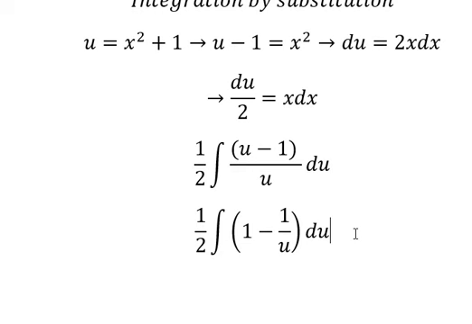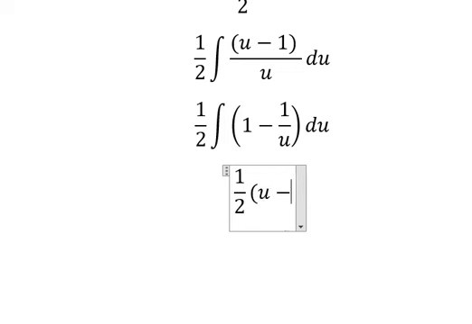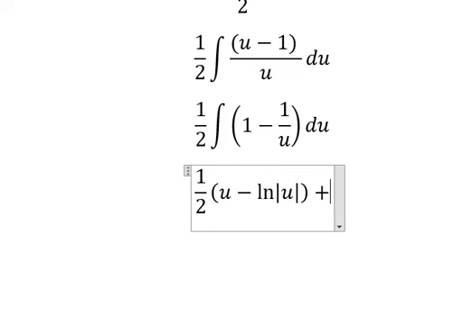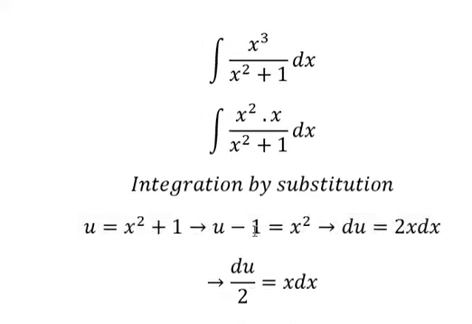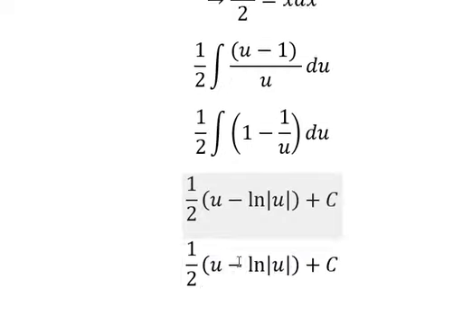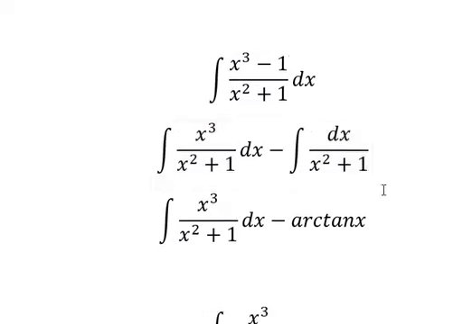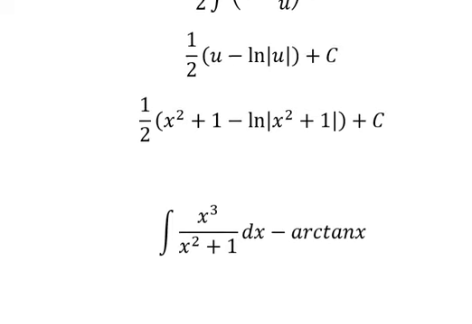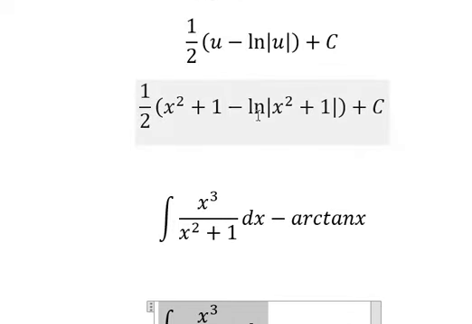The integration of number 1, you get u. The integration of 1 over u, you get ln of the absolute value of u. And we put c. About u, that is about this one. And now we need to combine the answer in here. The integration of this one is this one in here.